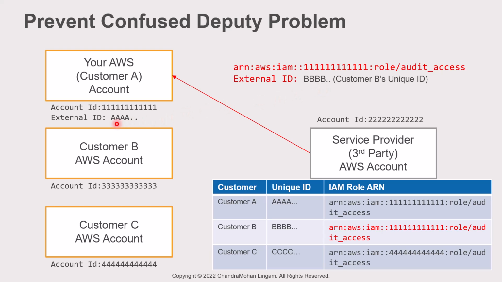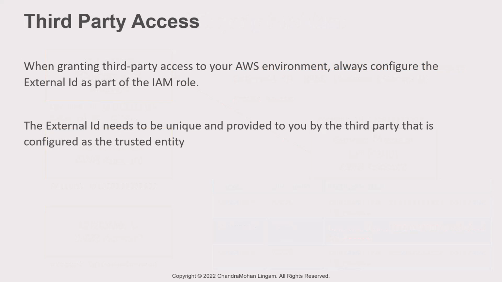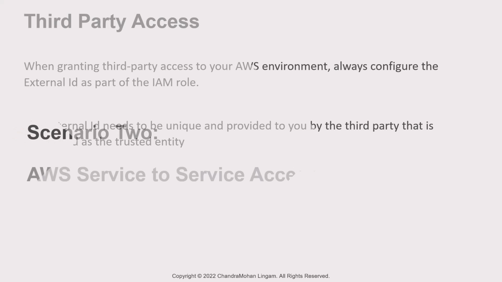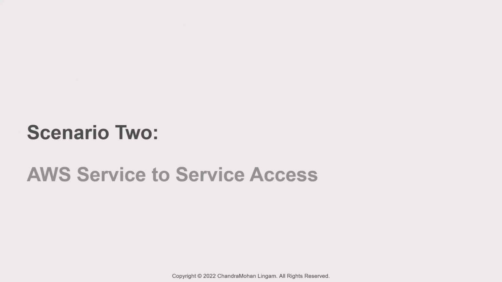Now the external ID provided by the service provider would not match the external ID that you configured in your IAM role, and the access is denied. So when granting third-party access to your AWS environment, always configure the external ID as part of the IAM role. The external ID needs to be unique and provided to you by the third party that needs access to your environment. Let's now look at one more scenario.